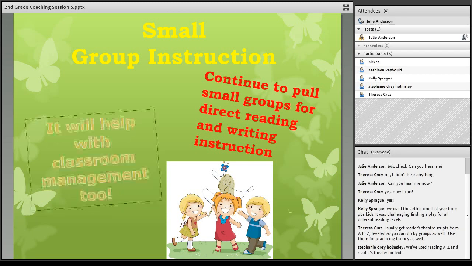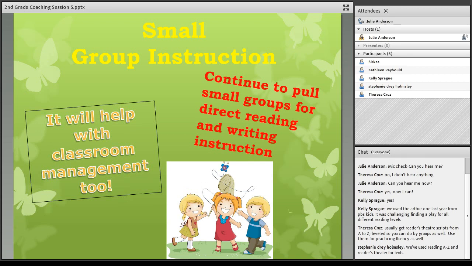It also helps with your classroom management. Yes, it does. It lets the students know that even though the calendar is getting closer to the end of the school year, instruction is still happening in the classroom. So we want to make sure we still have those routines and procedures in place.